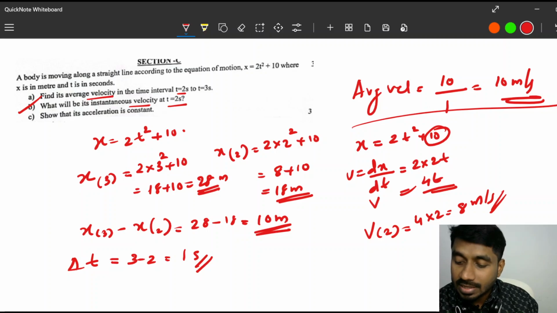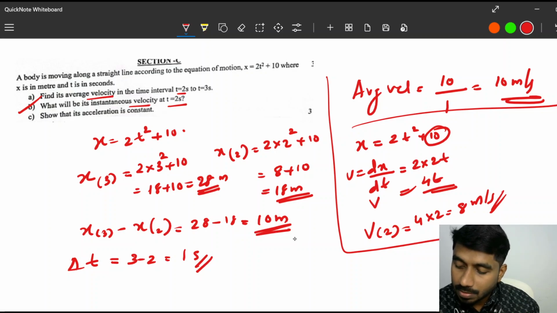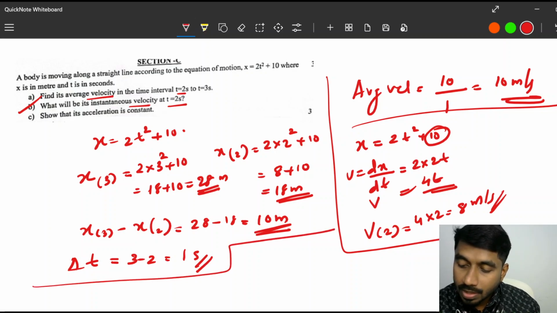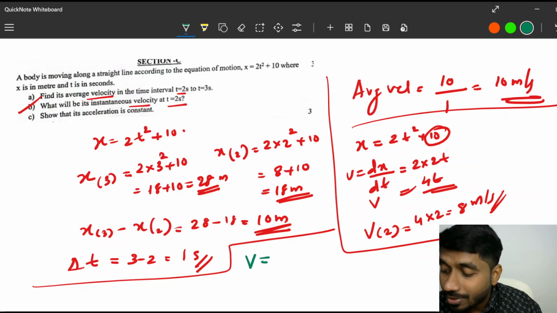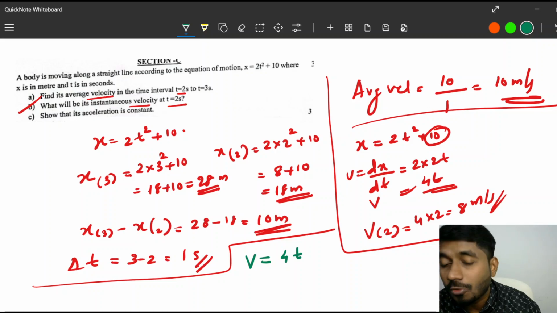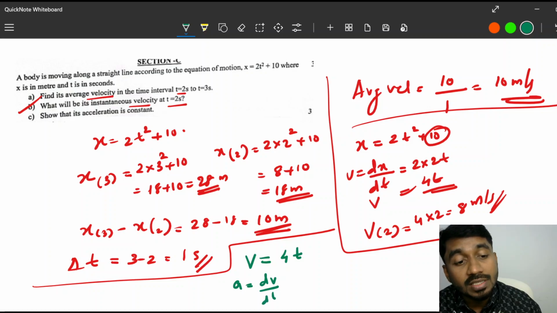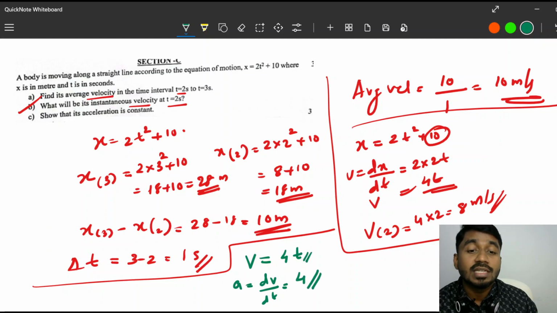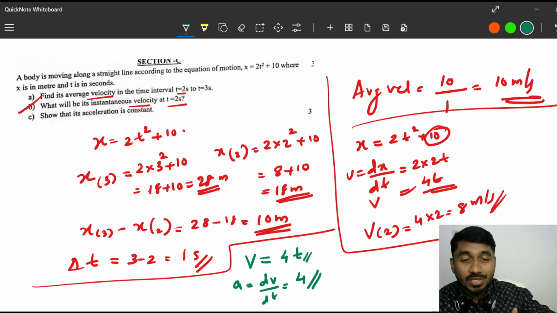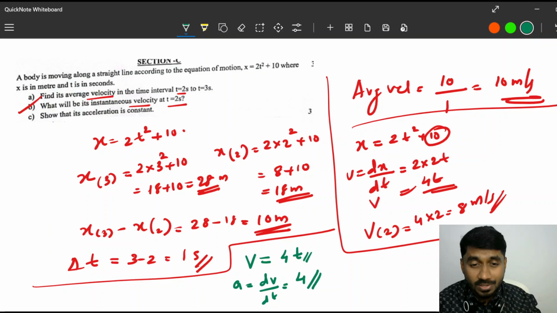Now let's move on to the third question. Show that acceleration is a constant. For that, take the velocity. The equation for velocity is 4t. Take the derivative of velocity with respect to time, and you will get the acceleration. The derivative of t is 1, so the acceleration equation is 4. So just do the question by yourself and try to solve it once again.